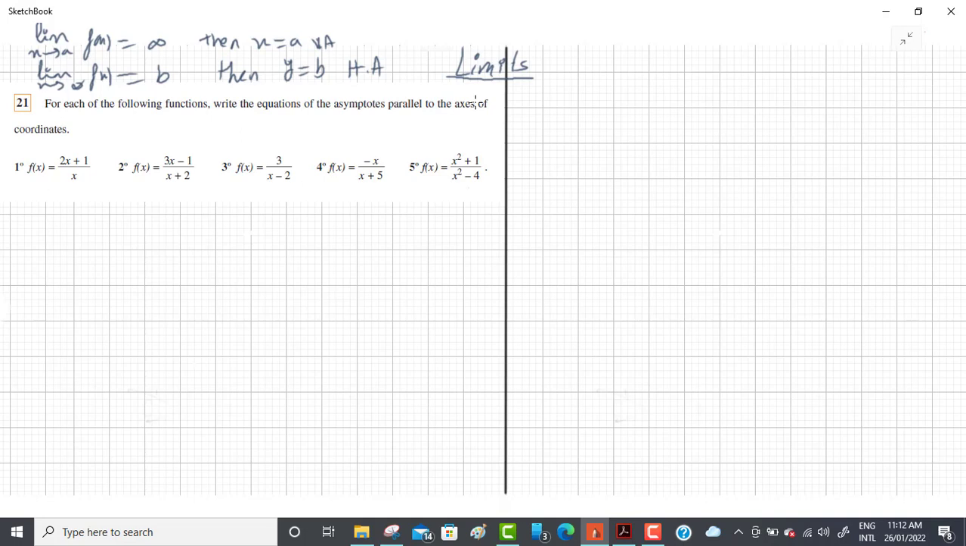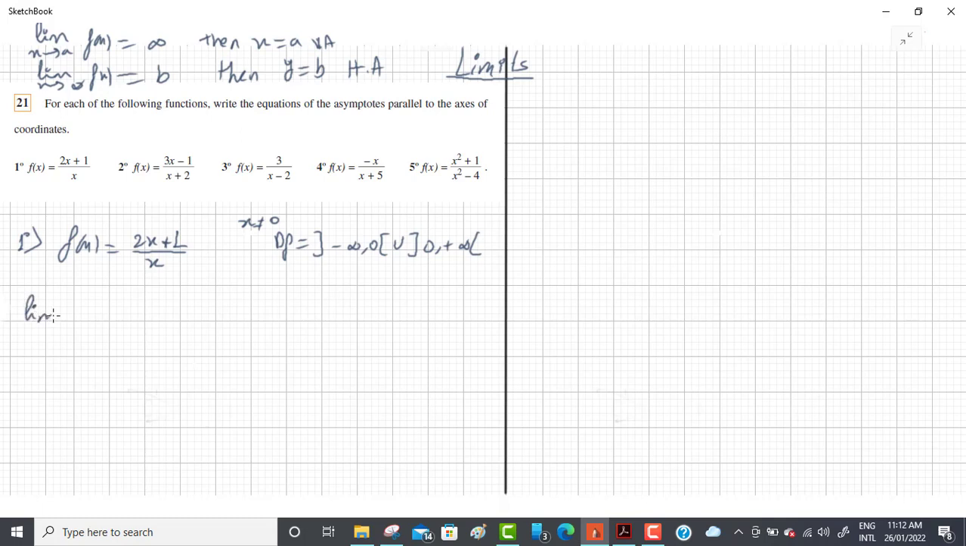So for each of the following functions, we have to calculate the limits and determine if we have asymptotes or not. I will start with part 1, f of x equals (2x plus 1) over x. At first we have to calculate the limits. Before calculating the limits, I should determine the domain of definition, because I calculate the limits at the open bounds of the domain of definition. So I should say that x is not equal to 0. The domain of definition will be minus infinity to 0 union 0 to plus infinity.